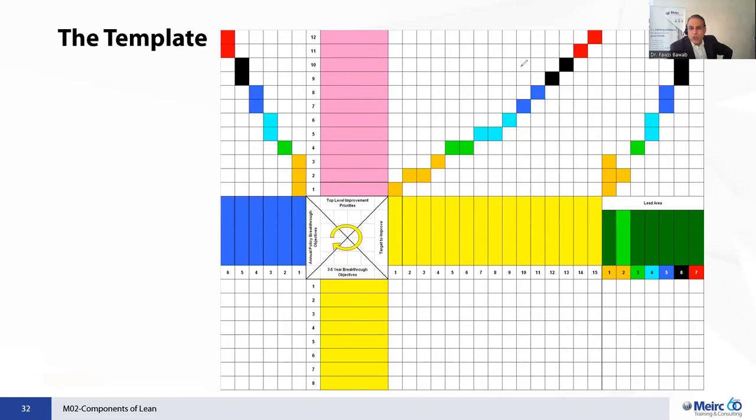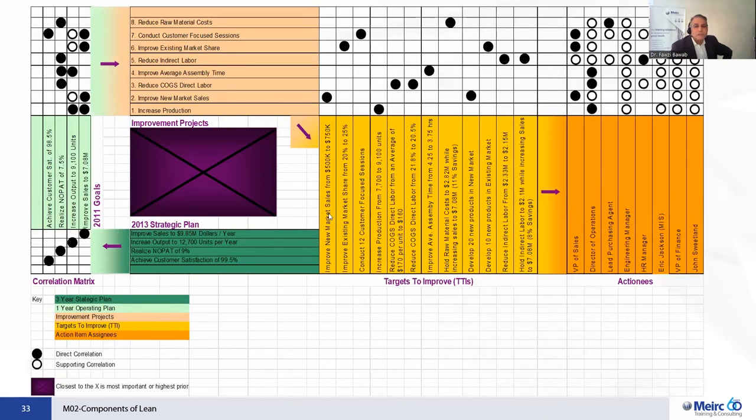Let me share with you maybe a completed one that will make sense. As you can see here, we have an objective to increase output to 12,500 units per year. This was done on a 3-year target. And then you see here that they have started with 2011. Let's say this was done in 2010. And it gives you the 2013 strategic plan. So a 3 year strategic plan. And then they started taking this objective. You can see here, they broke it down into increasing output to 9,900. So this is in 2011.